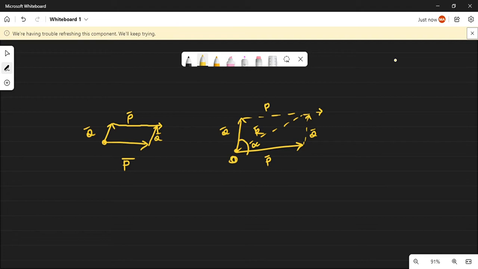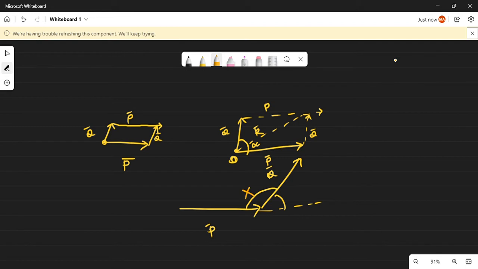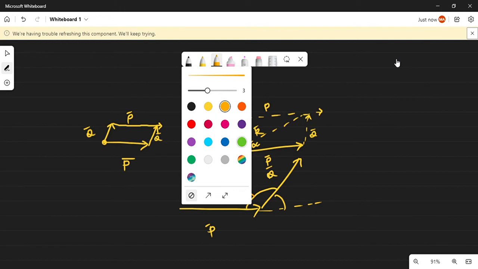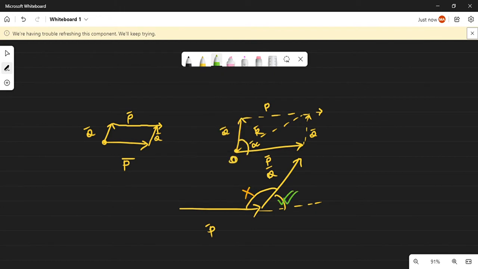Okay, one thing we need to show now is that with one vector P and another vector Q, what will be the angle? Is this the angle or is this the angle? Which one? So this is the cross, because our main rule said that this is the main angle which we should count.